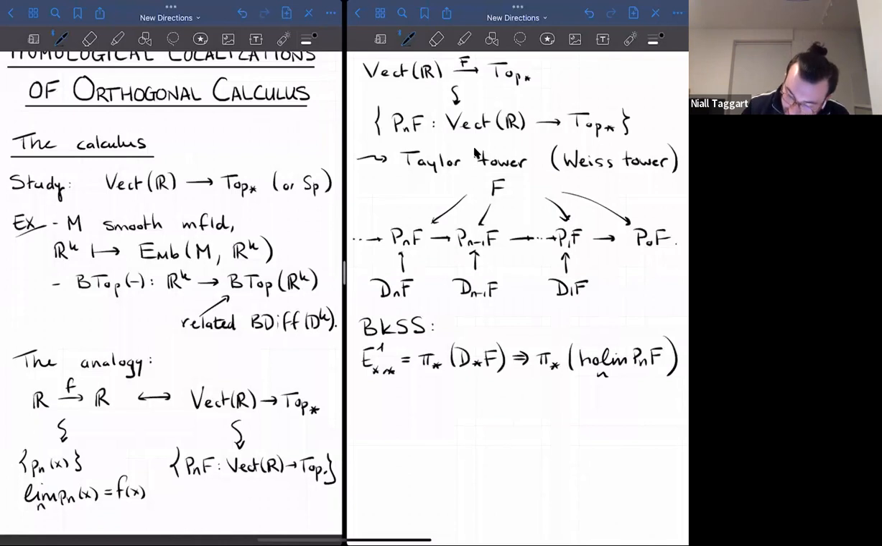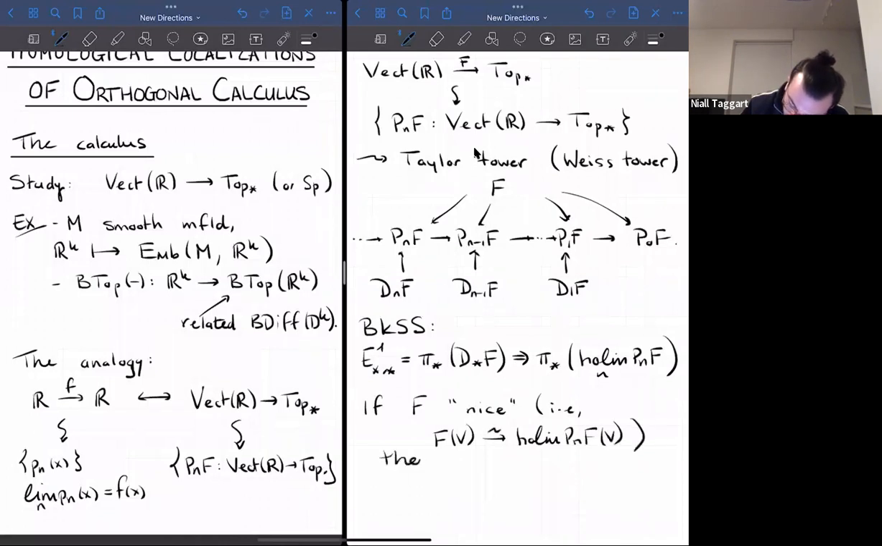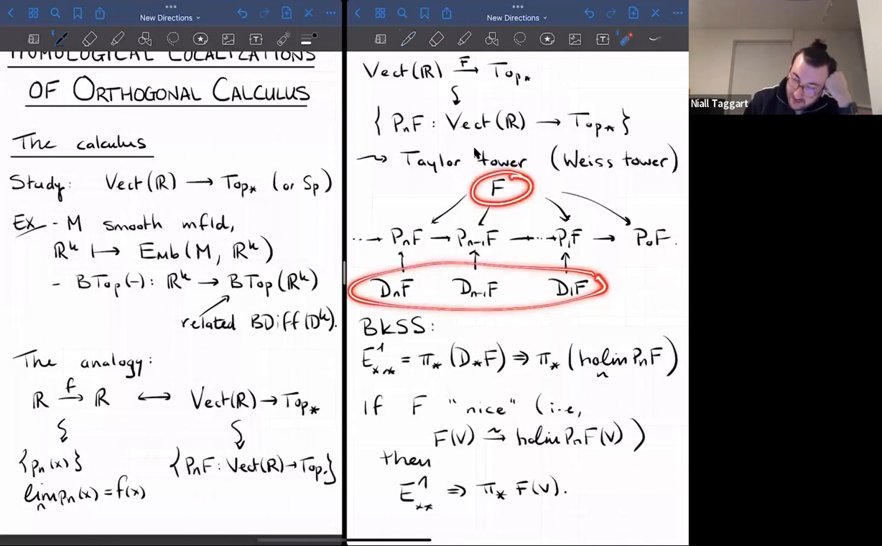So if your functor is particularly nice, and by this I mean that the tower converges, the map from the functor to the limit is an equivalence on some vector spaces, and then the spectral sequence attempts to converge to the homotopy type of F, maybe at B. Okay, so we have a spectral sequence starting off with these guys, hopefully ending up here.